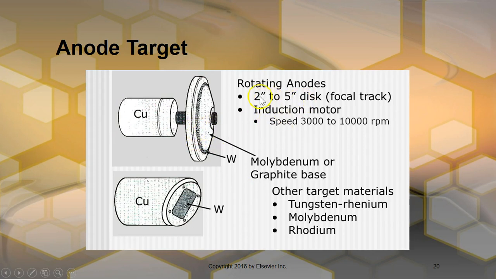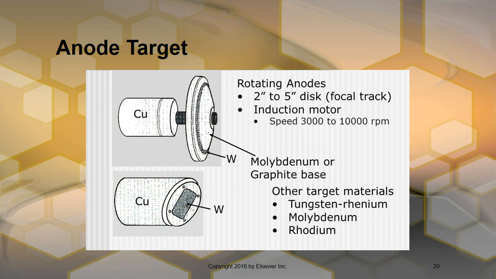They can be a 2-inch to a 5-inch disc, which is the focal track. Here are the speeds that they can go. And here is one more word that I've not shown you: in some of the newer tubes they're using rhodium. Rhodium is something else that could be added, but just so you know, rhodium is pretty expensive, so they don't put it on a lot of things. But this is what it looks like right there. As the anode spins, electrons continually hit the track labeled W, right there. And the smaller the focal spot, the better the resolution.